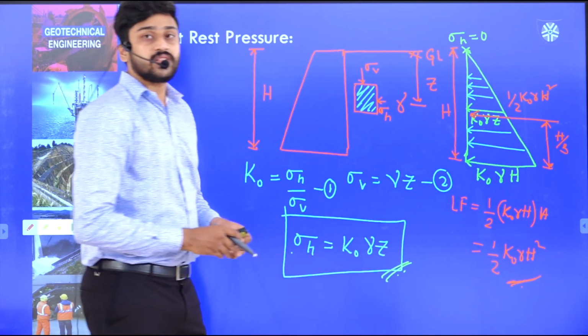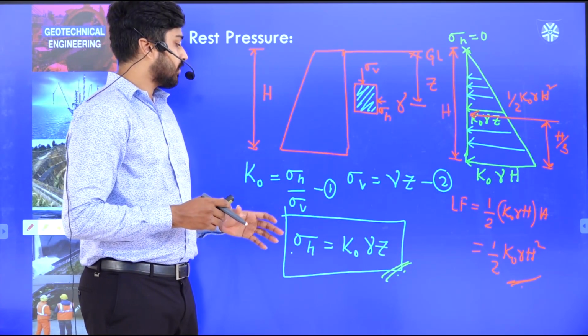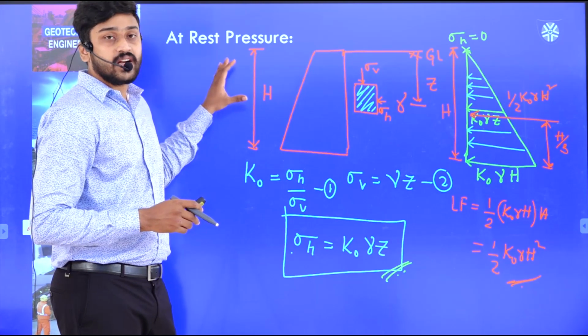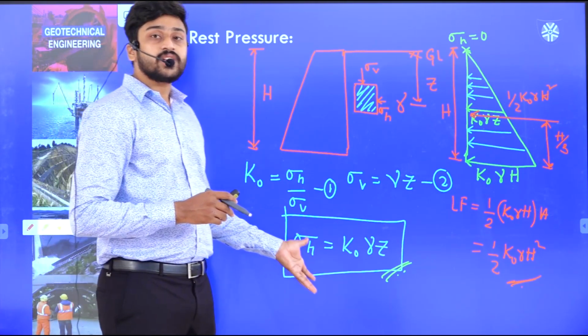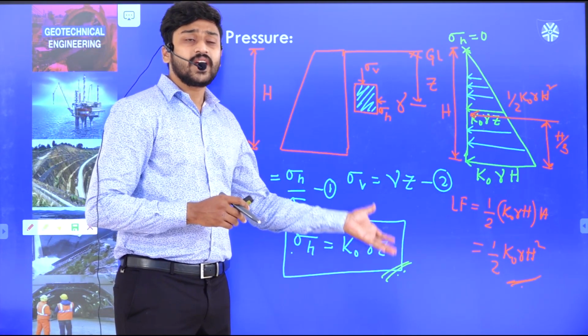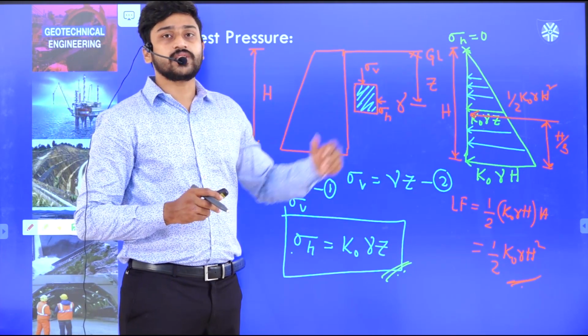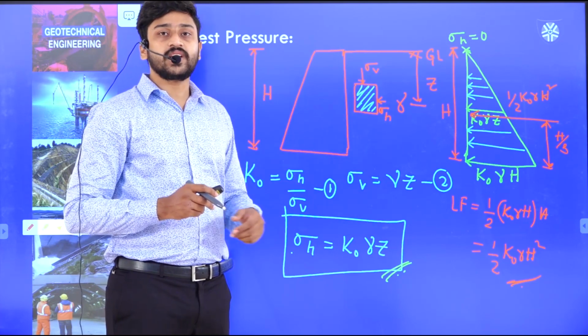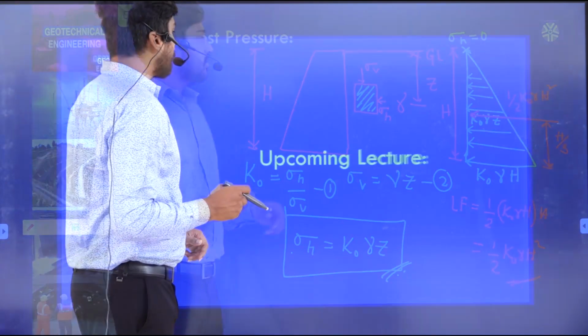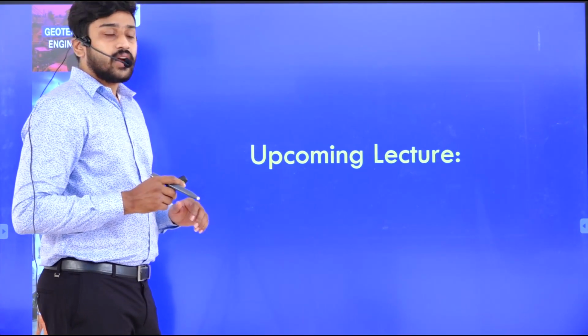Clear? So this is the lateral pressure at rest condition. The lateral pressure is k naught gamma h, and the lateral force is half into k naught gamma h square, which acts at a distance of h by 3 from the base. Clear? That is regarding today's lecture.